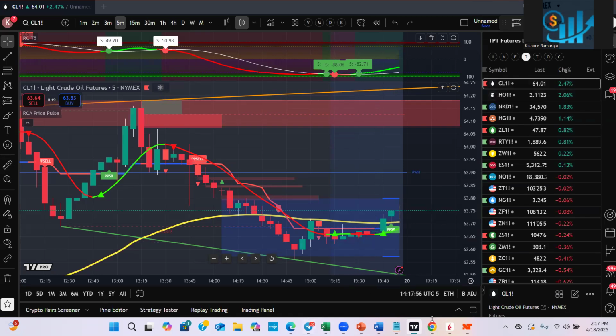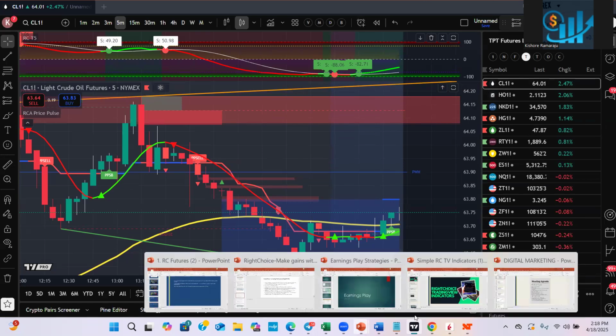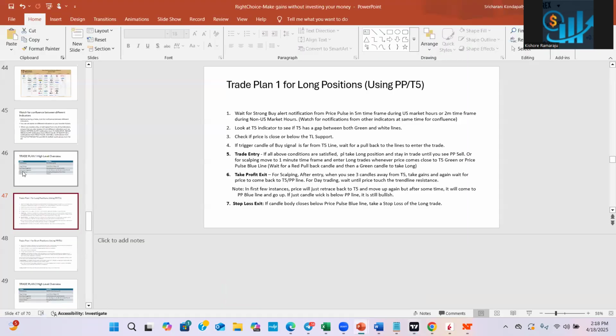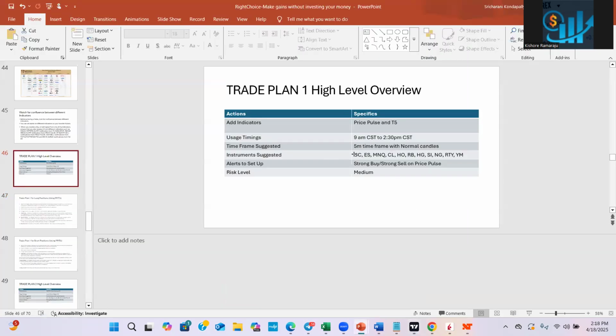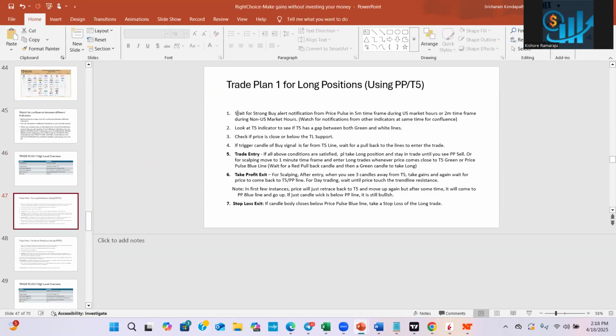Then what we need to do. The first step is, even before the market opens, you create the alert and the notification. Once that is done, that means you completed your preparation. Especially for GC, ES, MNQ, crude oil, for all these types of tickers, you can create an alert. Let us say it is Monday morning, 9 a.m. Now you received a notification.